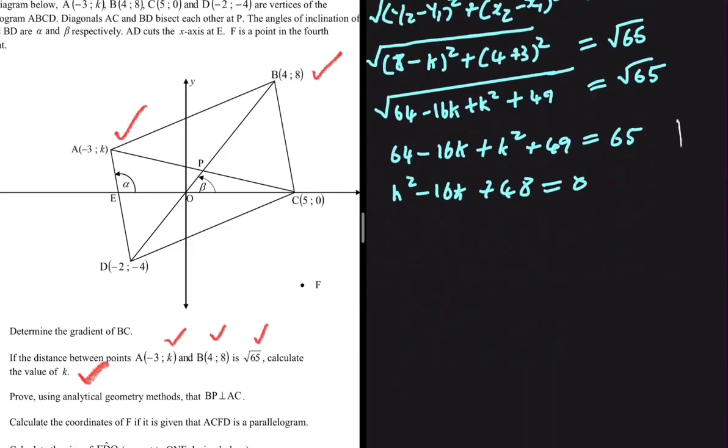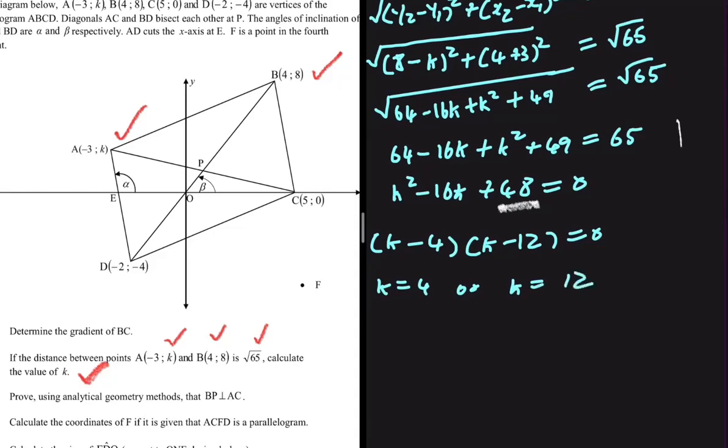So let's go ahead and factorize. Which two numbers do we multiply and get 48, but when we add them, we get minus 16? That is minus 4 and minus 12. So that is to say that k minus 4 multiplied by k minus 12 is equals to 0. So it's either k is equals to 4 or k is equals to 12.